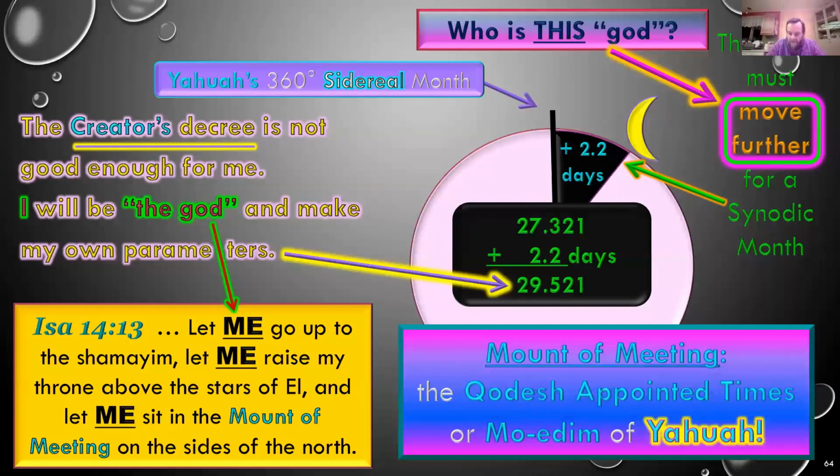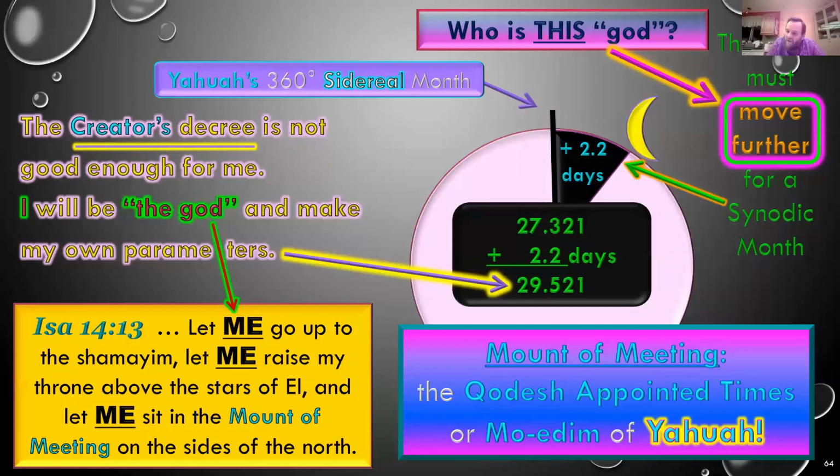The mount of meeting, that is the Kodesh appointed times or Moedim of Yahuwah. Satan, or Lucifer at that time, declared in Isaiah 14:13 that he was going to control Yahuwah's Moedim. He was going to be the one that designated the times. And how did he do that? You just read it when it says there that the moon must move further so that they could adjust the sidereal month for a synodic month.